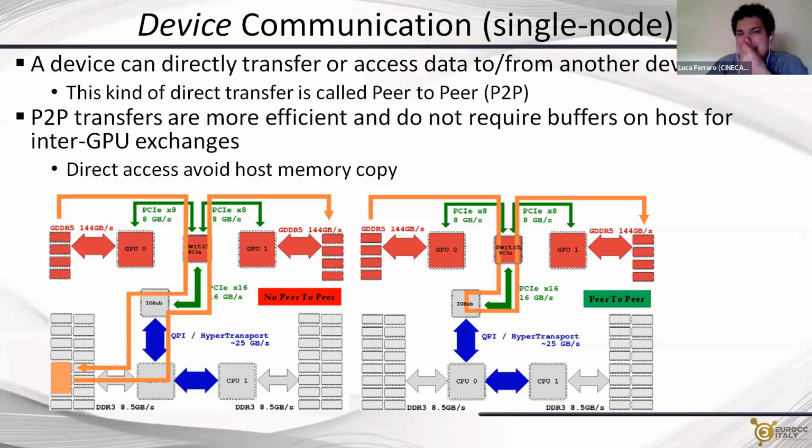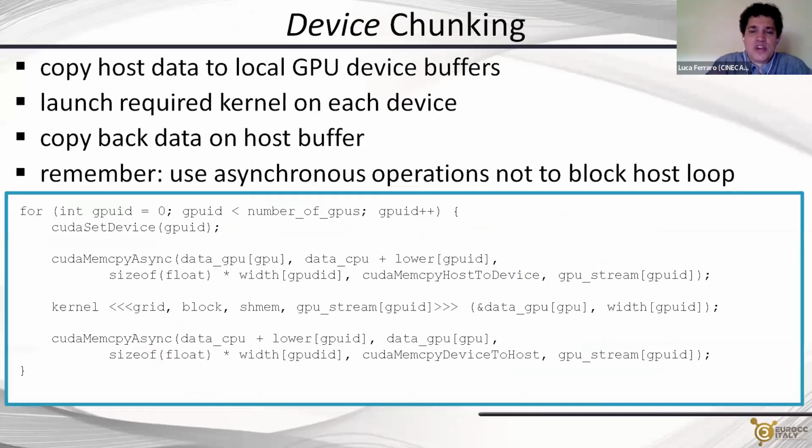Let me spend some words on device communication, okay? I have presented so far examples in which each GPU takes its own data to be processed and then gives it back to the host. There are many algorithms in which data on the GPU should be exchanged between GPUs.